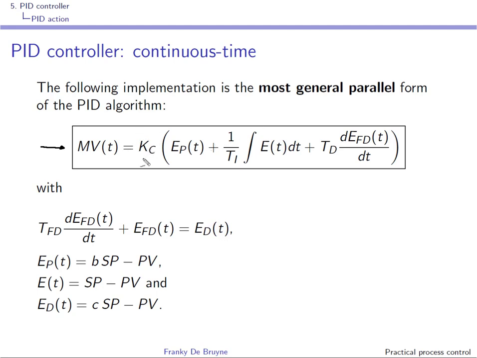So besides the usual parameters, controller gain, integral time constant, and derivative time constant, you have 3 additional parameters. This parameter B comes into the proportional error, this parameter C is a Boolean parameter that comes into the derivative error, and in this derivative part we work with the filtered derivative, and this involves an additional time constant of the filter that is used to filter this derivative action.